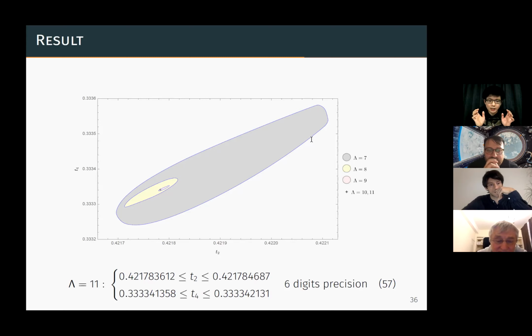The highest result here is lambda equals 11, where we are considering words of operators with length 22. We have 6 digits here. The audience can also see the shrinking of the allowed island as we increase the cutoff. Finally at lambda equals 11, we have 6 digits.